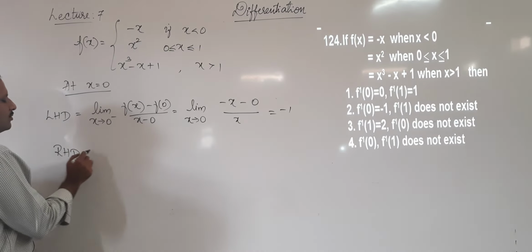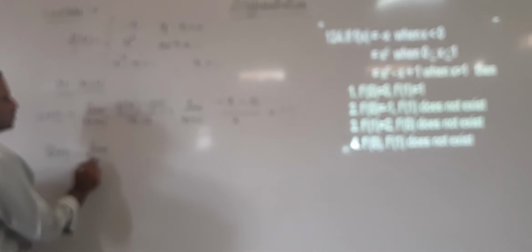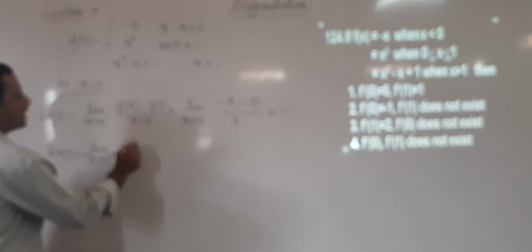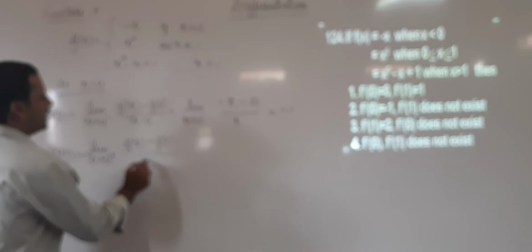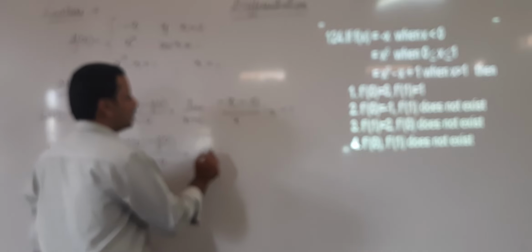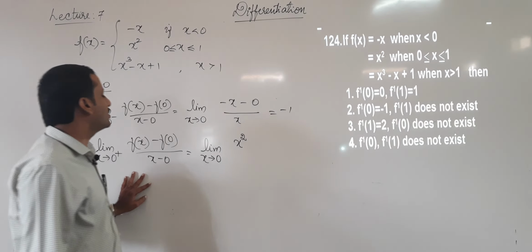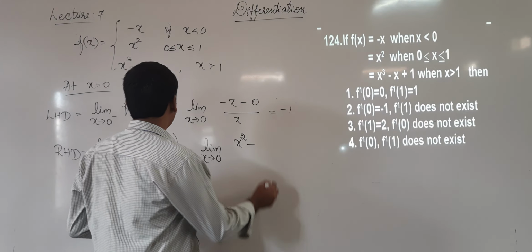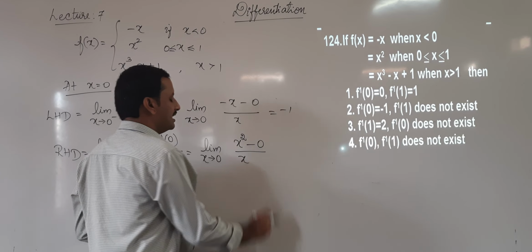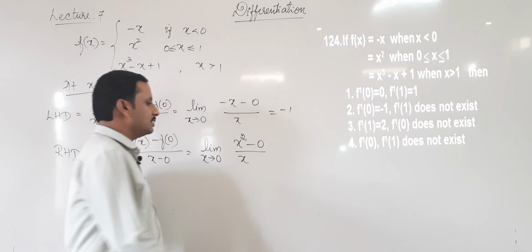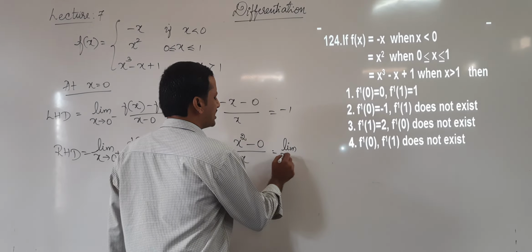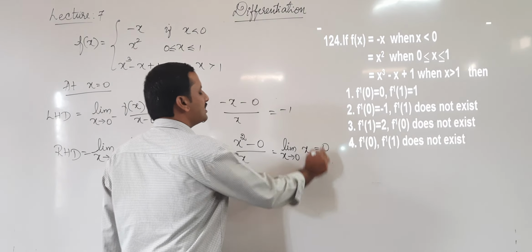Now right hand derivative, that's equal to limit x tends to 0 plus f of x minus f of 0 divided by x minus 0. That's equal to limit x tends to 0. x is approaching 0 from right side, which means x is greater than 0. Whenever x is greater than 0, f of x is defined as x square. So x square minus f of 0 which is 0 divided by x minus 0 which is x. So one of those x gets cancelled, you will have limit x tends to 0 x, that's equal to 0.